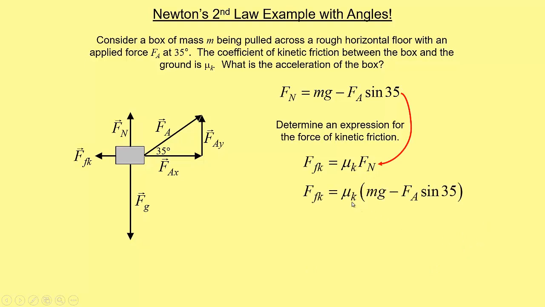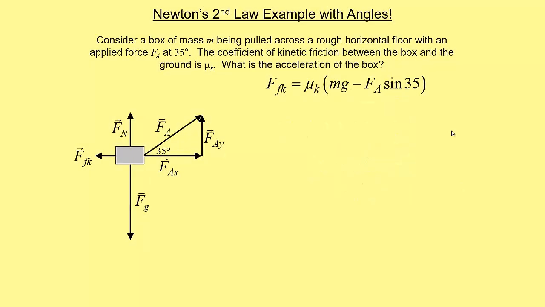And yes, you could factor this mu or distribute it in if you wanted, but you could also just leave it like this. Hey, it's a big equation, but, you know, that's what it is. Certainly if you were given numbers, you could just do the numbers. So now that we have friction, now we can figure out the acceleration of the box. How are we going to do that?